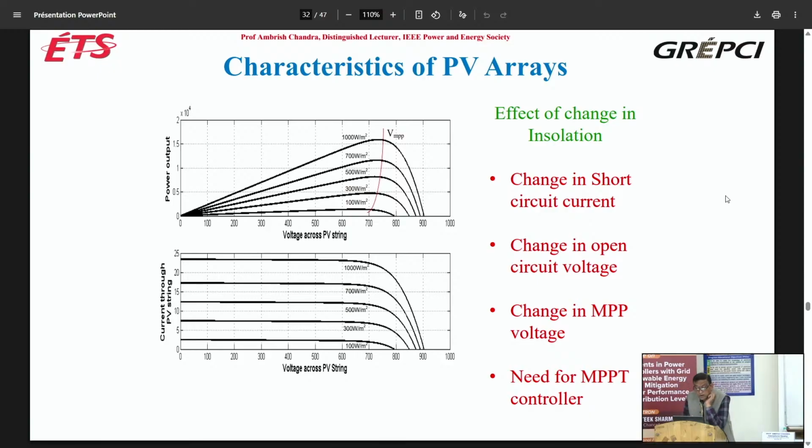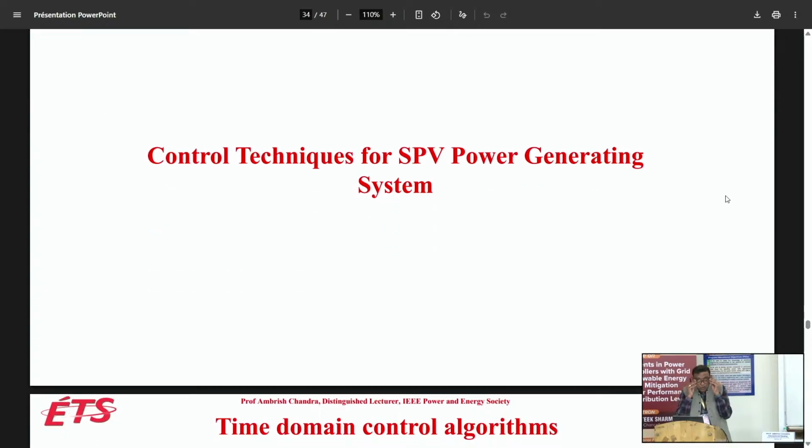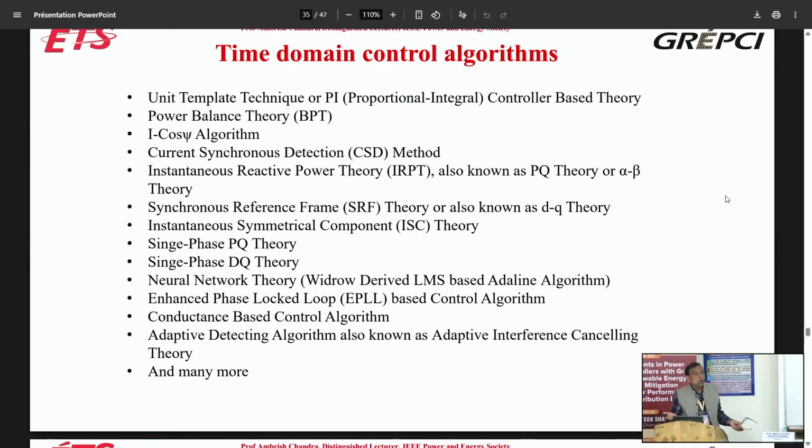For the MPPT, you have so many control algorithms, and then time domain control. These are the same control algorithms which we saw for reactive power and power quality also. The same control algorithms are applied everywhere. Already we have seen the time domain and then the frequency domain.